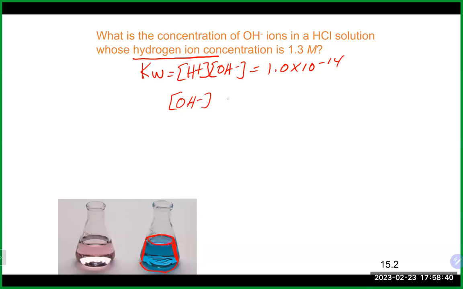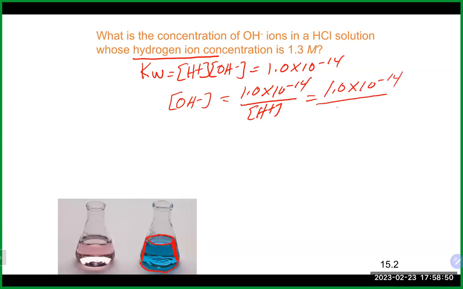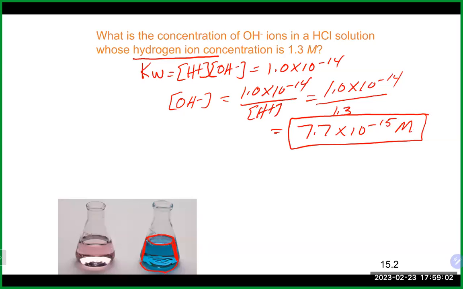That means that the OH minus concentration would equal 1 times 10 to the minus 14 divided by the H plus concentration. Popping our numbers in here and putting it into our calculator, we do end up hopefully with 7.7 times 10 to the minus 15. This does need some units of molarity like the original one there, since it is a concentration. Any questions on that one there?